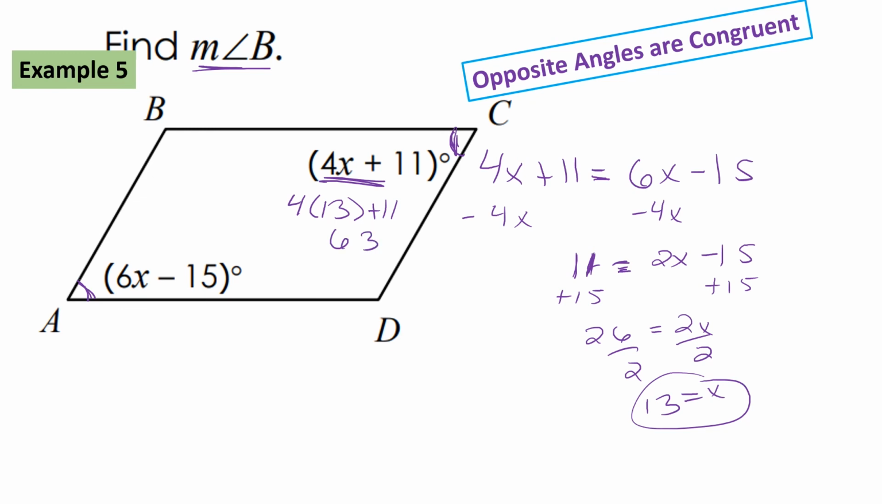So angle C is 63. And if angle C is 63, B and C are supplementary because they are consecutive angles. B and C are consecutive, C and D are consecutive, D and A are consecutive, and B and A are consecutive as well. So I could subtract from 180 because consecutive angles are supplementary. So 180 minus 63 gives me 117. So the measure of angle B is 117 degrees.